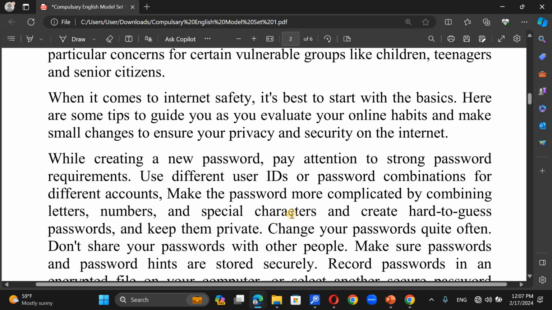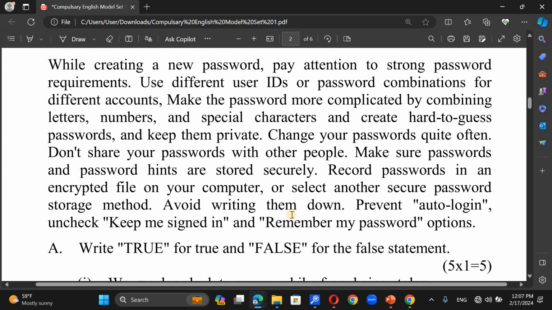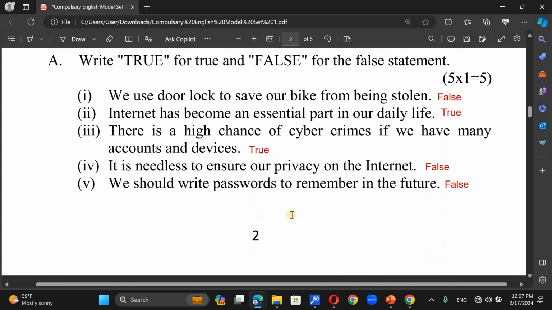These are given above. This is also true. Next one, E. It's needless to ensure our privacy on the internet. Well, this is false. It must be. We must ensure our privacy. False.